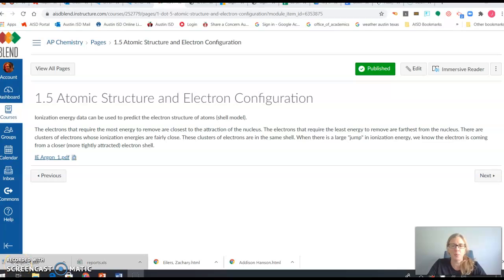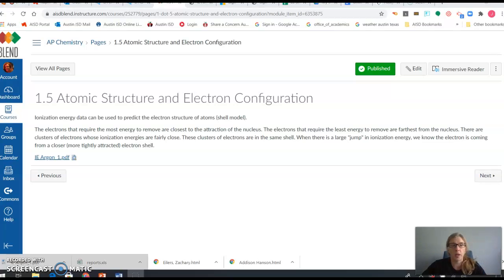Hi everybody, it's Mrs. Westmoreland, and I am here to introduce topic 1.5 about atomic structure and electron configuration. So at this point, you should have already learned about the definition and the periodic trend of ionization energy.